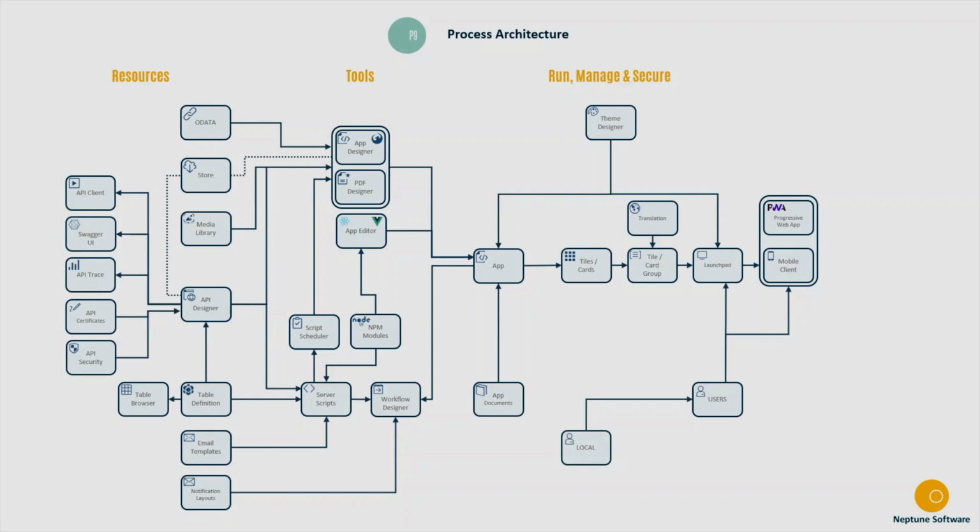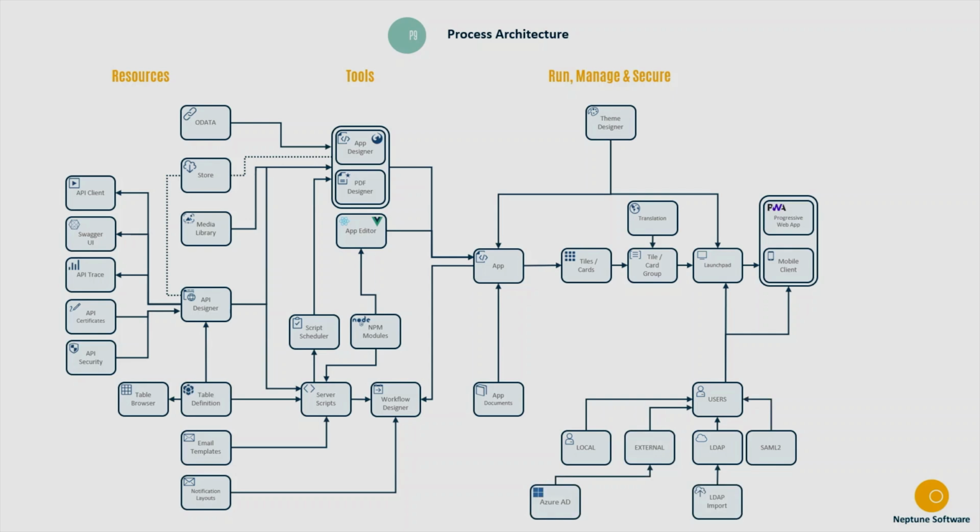The users can come from several sources. The first are local users set up directly within Planet 9. SAML 2.0 and LDAP is supported, along with the ability to import LDAP users. Planet 9 also supports external users through Azure Active Directory, JSON Web Tokens, and OAuth2.